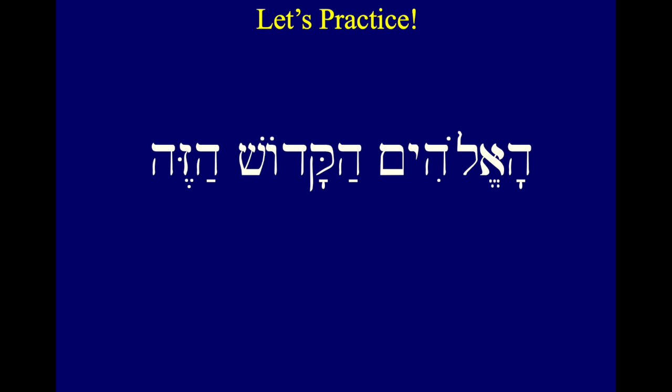Here's another example. Ha-Elohim ha-Kadosh hazeh. The God, ha-Elohim. Ha-Kadosh, the holy. Hazeh, the this. Now notice they're all agreeing in definiteness, and the adjective and the demonstrative are coming after. The demonstrative is coming last, so this would be the God, the holy one, the this, in English, this holy God. That's a quotation from 1 Samuel 6:20.